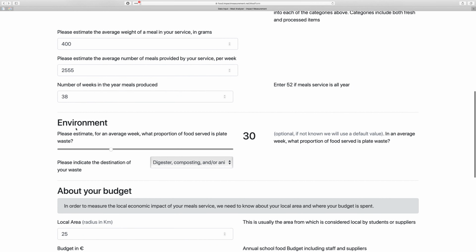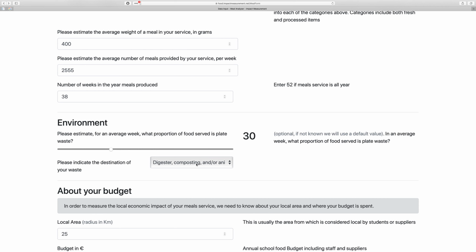The next stage is to ask you a bit more about the environment. And we're interested here in particular about waste. So we'd like you to tell us what percentage of food you estimate is plate waste every week. And we're aware this is probably the most difficult figure for people to estimate unless they've done some work on this specifically. And if you really can't, then we can use a default value within the system for you. But we'd say do your best. And at the moment it's set to 30, which we will leave.